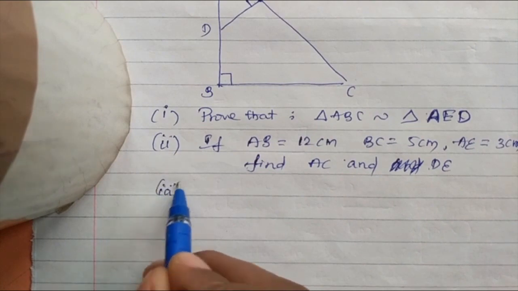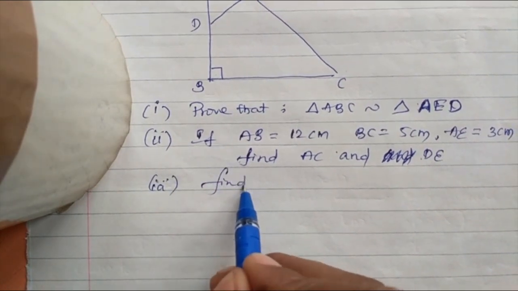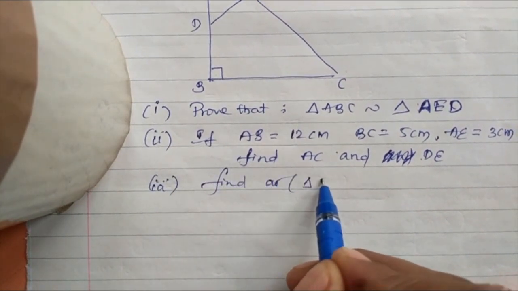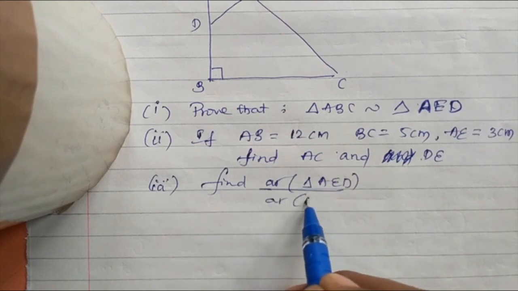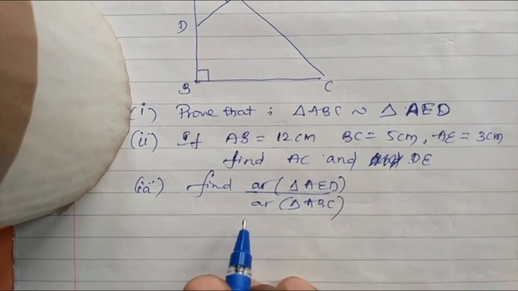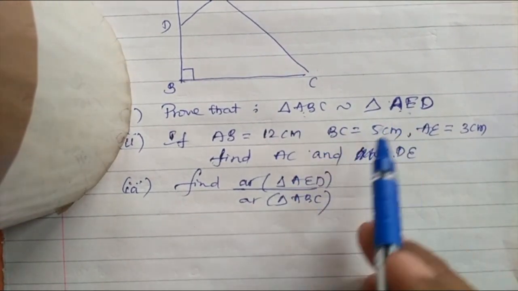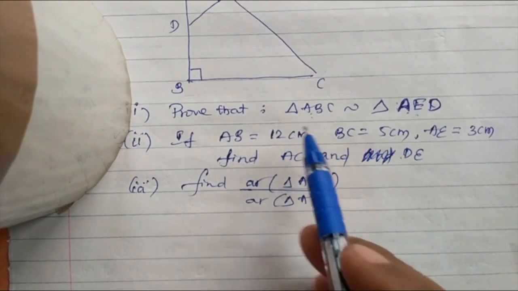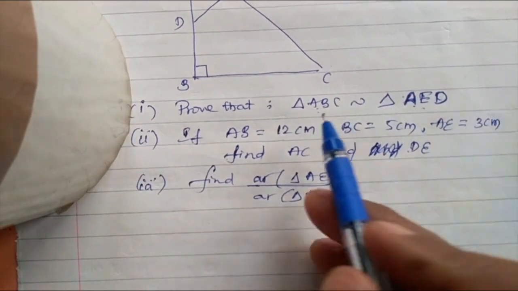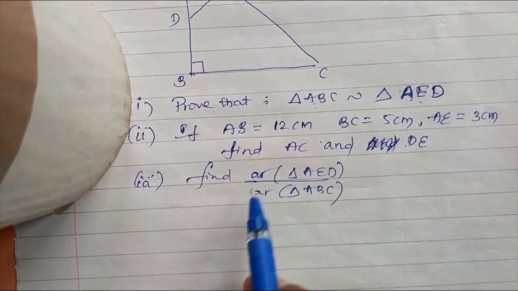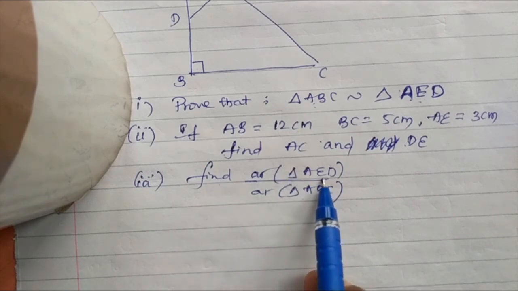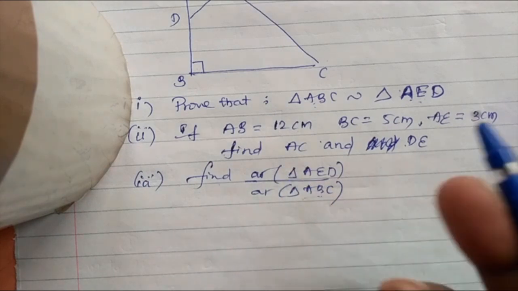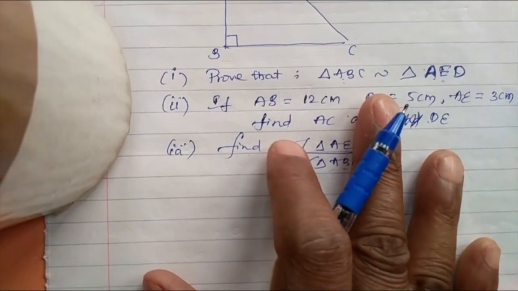The third sub question, find area of triangle AED by area of triangle ABC. This also you find out. So this you prove, then substitute the values in level 2, that is corresponding sides ratio, how to write, pairing the two letters, and go for area. So those two triangles' area how to get, select any two pair, go for whole squaring. Don't forget to write whole squaring.